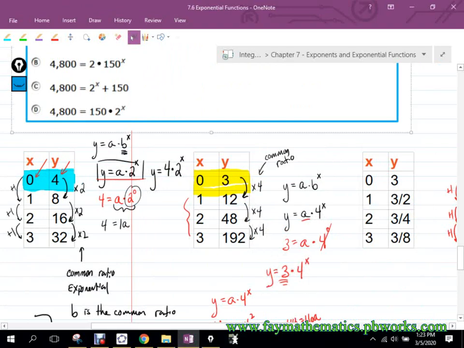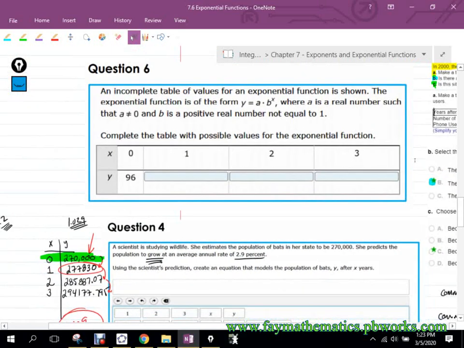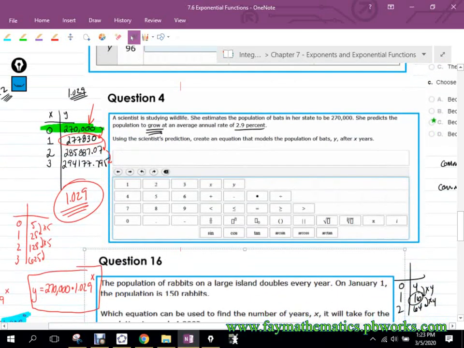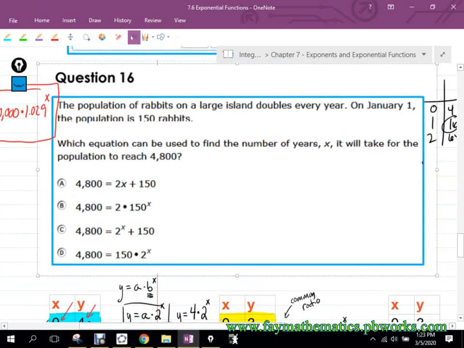But that's only if they give me the 0 for the x value, that I can make the y value the A then in the equation. So, okay? I'm gonna give you guys a few minutes here. And this is another end of course exam question.